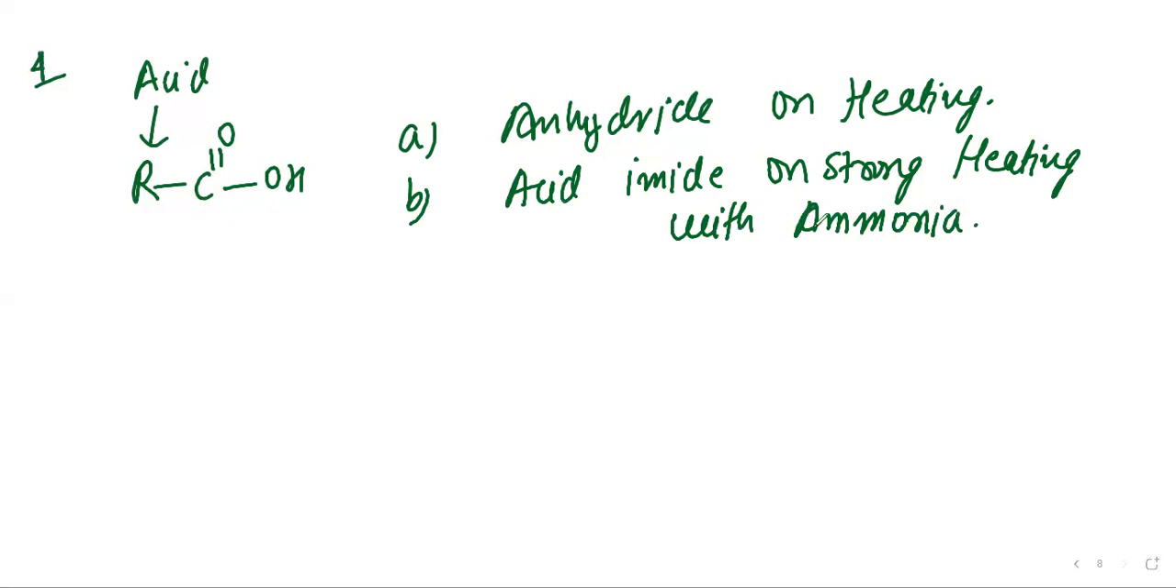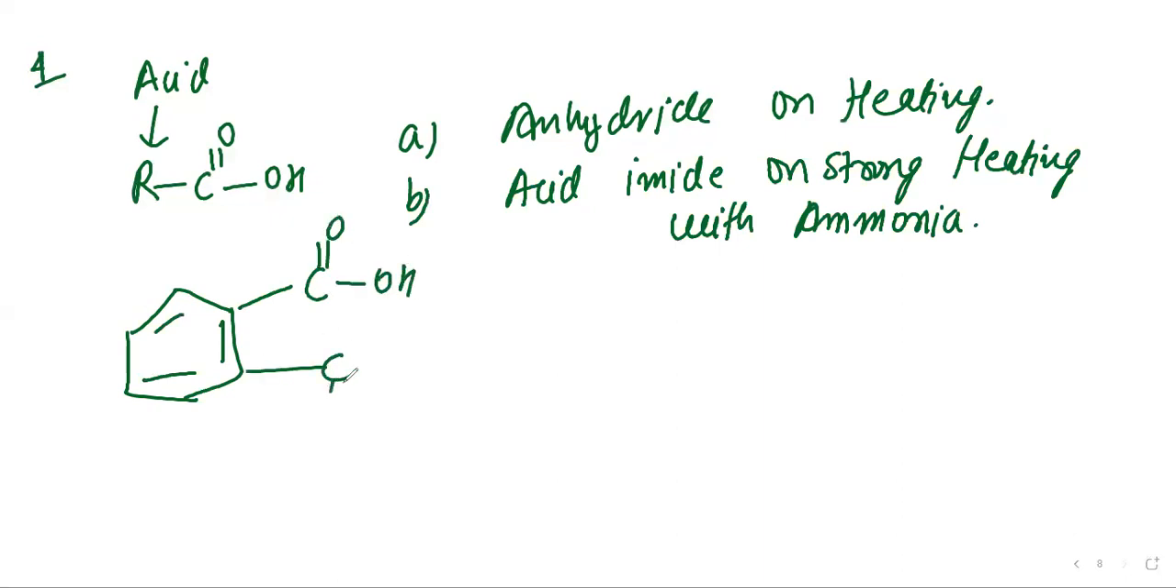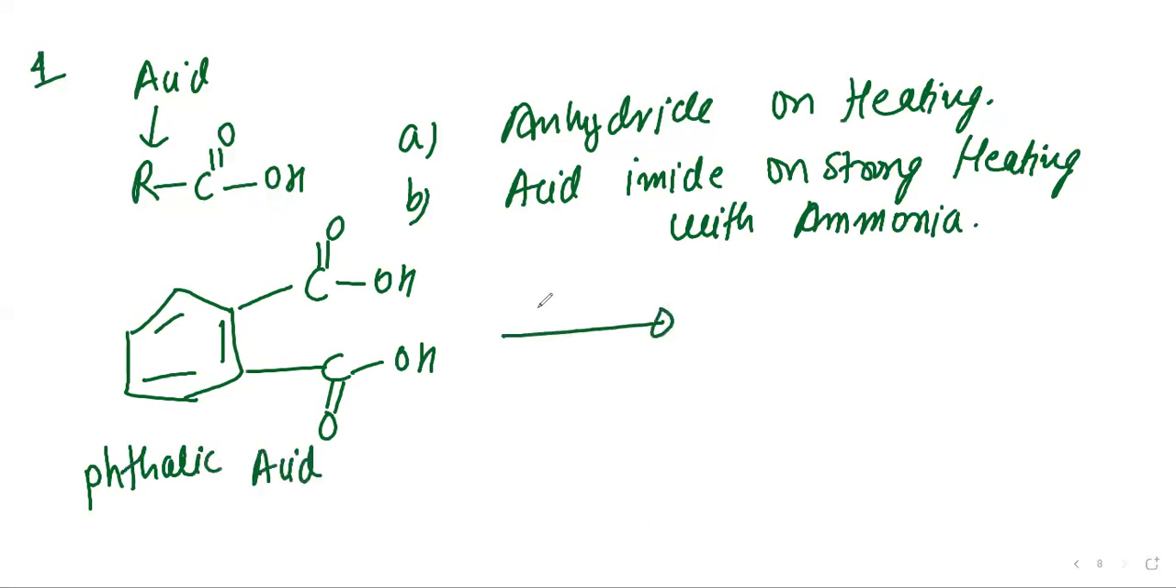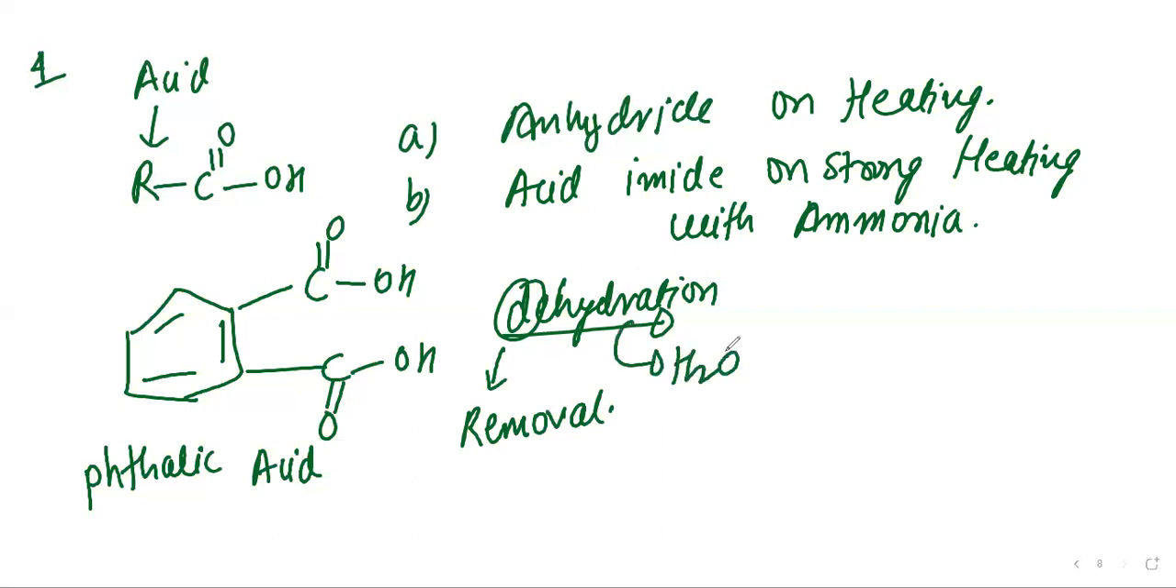So I will explain the example given. So this is your acidic benzene group, C double bond OH, C double bond OH. So the common name of this compound is phthalic acid. This is called phthalic acid. Undergo dehydration. Dehydration. So dehydration means D means removal and hydration means water. What are you doing?